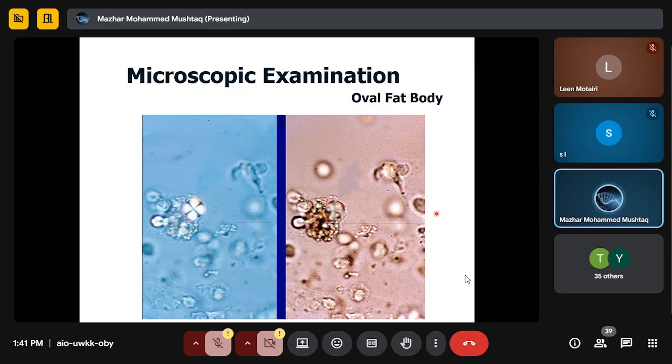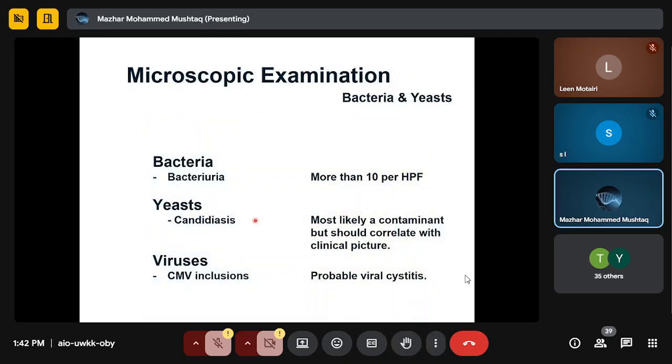Oval fat body, this is a fat body. They are seen with a special microscope, the phase contrast microscope. You can see here they appear fan-like. This is the same here, the fat body. And with the contrast microscope, you can see that it gives a fan-like appearance. So this is the fat body appearance. Other things that can be seen: bacteria can be seen with the HPF, yeast also can be seen, and some viruses can be seen with the microscope.